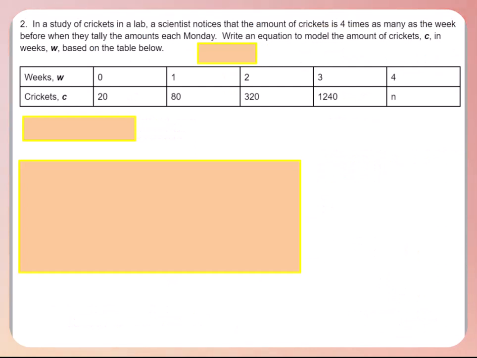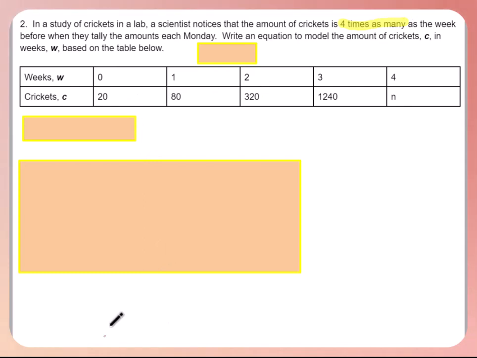Let's go to question number 2. In a study of crickets in a lab, a scientist notices that the amount of crickets is 4 times as many as the week before. 4 times as many. This looks like it's going to be an exponential equation.